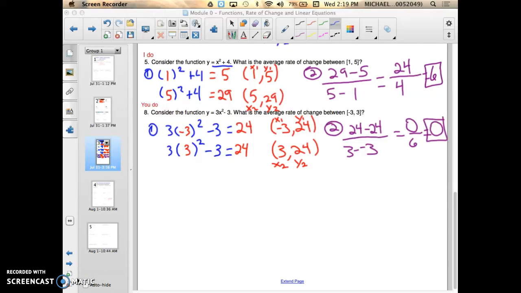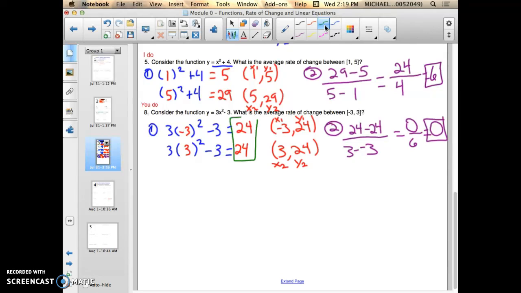Alright, at this point you should have paused the video and tried number 8 on your own. Please check your work with mine. I did it step by step. I inputted the x values into my function, which gave me the y values, which are right here. And if you notice, the y values are the same. Whenever the y values are the same, your numerator will be 0. Over here, 24 minus 24 is 0. And 0 divided by anything is 0. So the average rate of change over this interval of -3 to 3 is 0. Please raise your hand if your work and your answer does not look like mine.